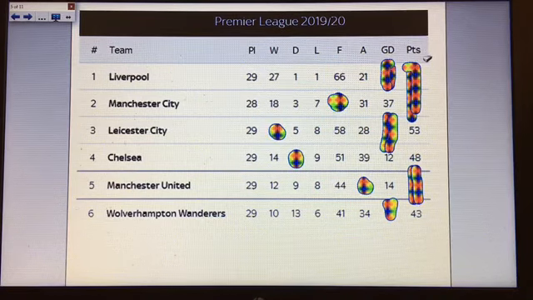And the end is points. So with football, you get 3 points for a win and 1 point for a draw. So press pause and off you go.